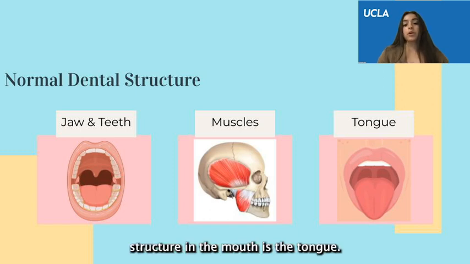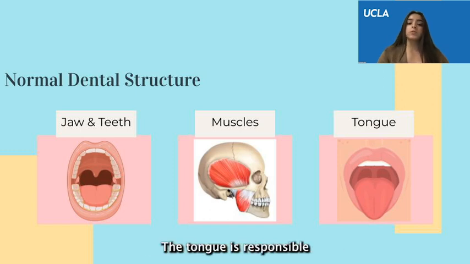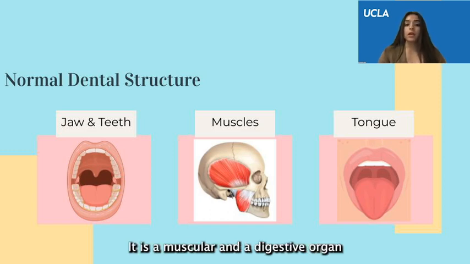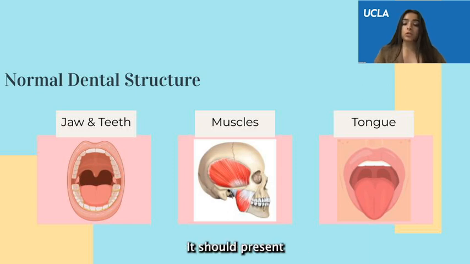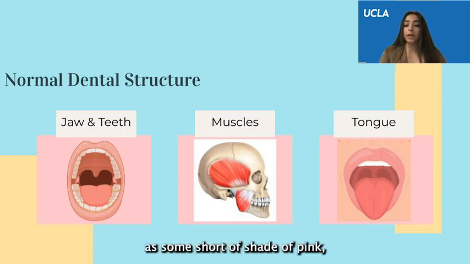Finally, a very important structure in the mouth is the tongue. The tongue is responsible for proper chewing, swallowing, breathing, and even speech. It is a muscular and a digestive organ made of mostly muscles. It should present as some sort of shade of pink, and the average size is roughly 3 inches long and 2.52 inches wide.